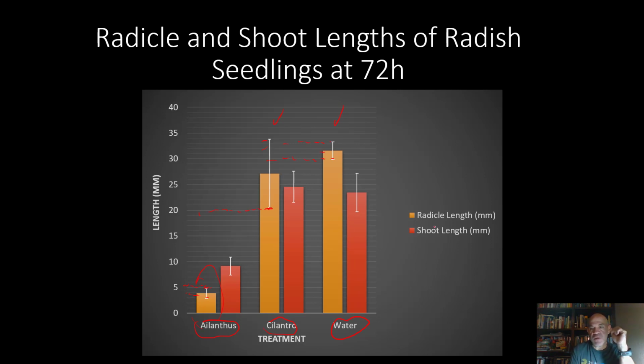And when we do the same thing with the shoot length, the green parts that were measured, no significant difference between cilantro and water. In fact, the cilantro has slightly higher average, but no significant difference. But when we compare the Ailanthus shoot length to both the cilantro and the water, the Ailanthus seems to show some sort of allelopathic effect. The shoot lengths were significantly smaller on there. So these are the actual results from that lab, and it was pretty cool to see that verify the allelopathic effect that Ailanthus is known to have on other plants.